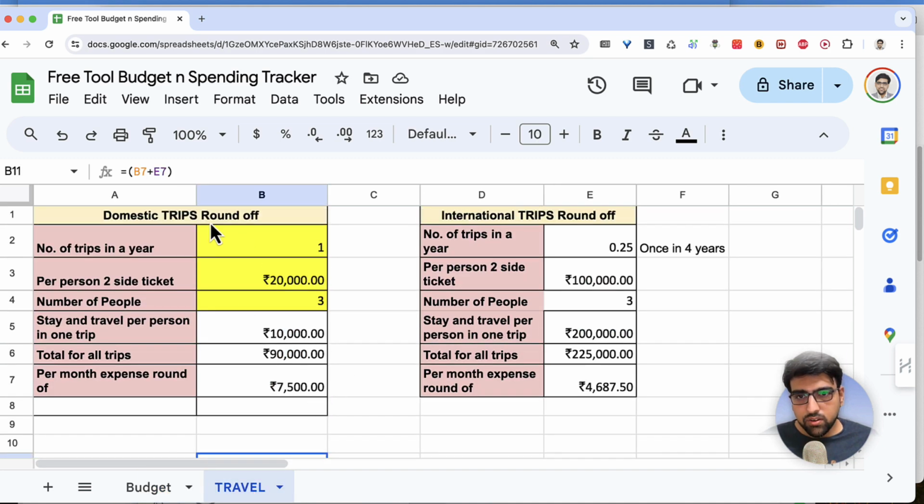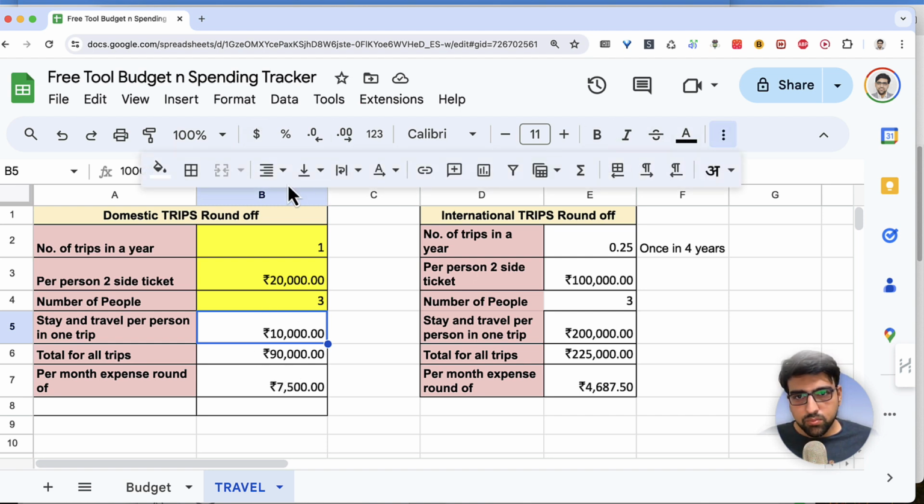So obviously this travel fund covers your domestic as well as international trips. The number here talks about how many of these trips you'll be taking in a year. 0.25 means once in 4 years. You can change that, however. What it captures is per person 2-side ticket, how many people you're traveling with, and for stay and travel, how much you're spending per month. So these 4 are the fields that you need to edit. All these fields in yellow are the fields you need to essentially edit, right?